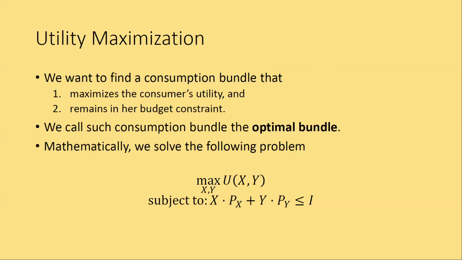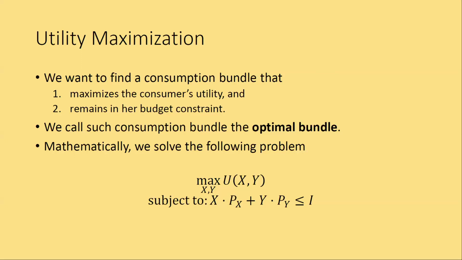So we are going to find a consumption bundle that maximizes the utility and also remains within the consumer's budget constraint. Such a consumption bundle, to note, may not be unique, and may not exist in some very special cases, but we are going to study this question in a nice setting where it is going to be unique and it is going to exist. If you take further courses in consumer theory, you may encounter cases when those two are violated. We call such a consumption bundle the optimal bundle.